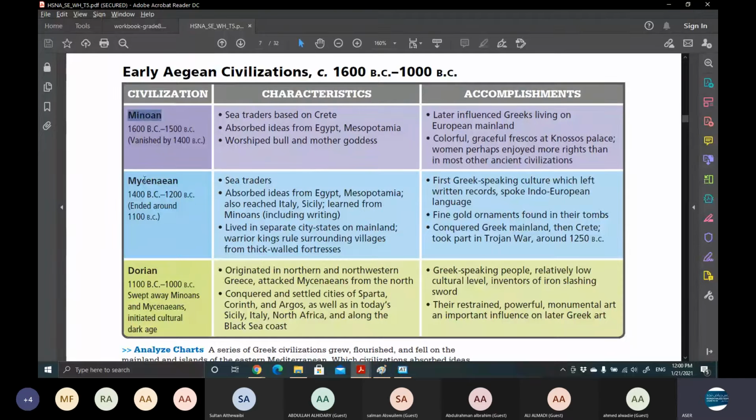After the Minoans came the Mycenaeans, from 1300 until 1200. The Mycenaeans also were sea traders, exactly like the Minoans.